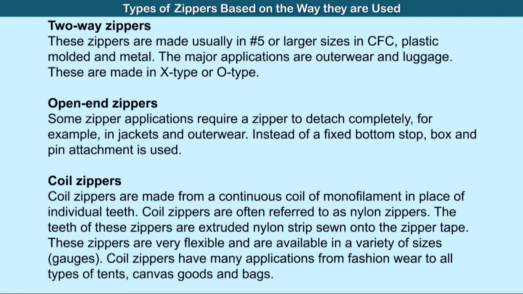Two-way zippers. These zippers are made usually in size 5 or larger, in plastic CFC, plastic molded, and metal. The major applications are outerwear and luggage. These are made in X type or O type. Open end zipper. Some zipper applications require a zipper to detach completely, that is in the case of jackets and outerwear. Instead of a fixed bottom stop, a box and pin attachment is used.